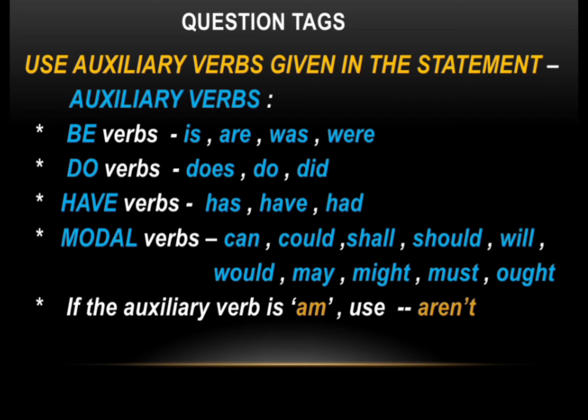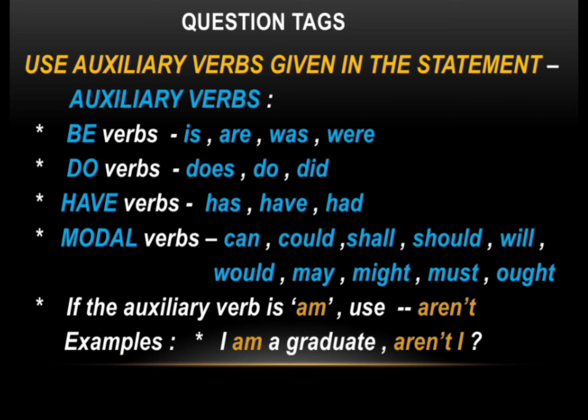If the auxiliary verb is am, use aren't. Example: I am a graduate. Here, am is the auxiliary verb, so aren't is the question tag verb and I is the pronoun, so the question tag is aren't I. I am a doctor. Am is the auxiliary verb, so we use aren't, and I is the pronoun, so it is aren't I. I have taught auxiliary verbs, their negative forms and contractions in the earlier videos. To refer, touch the link given in the description box.